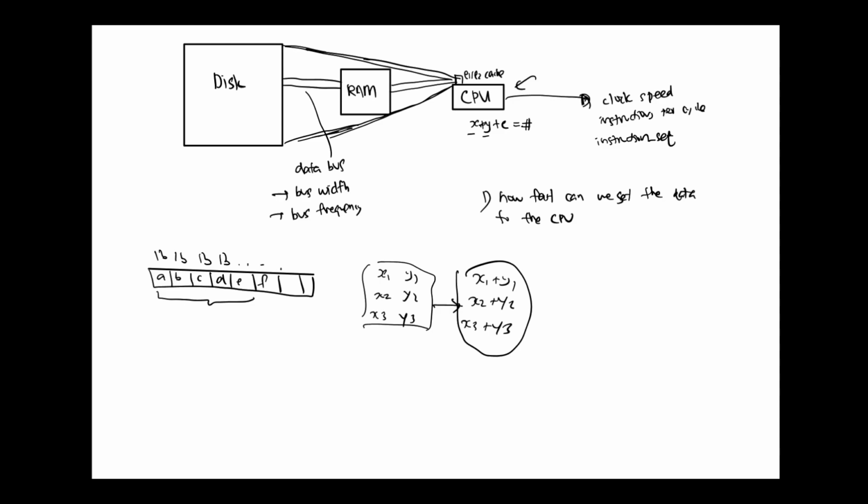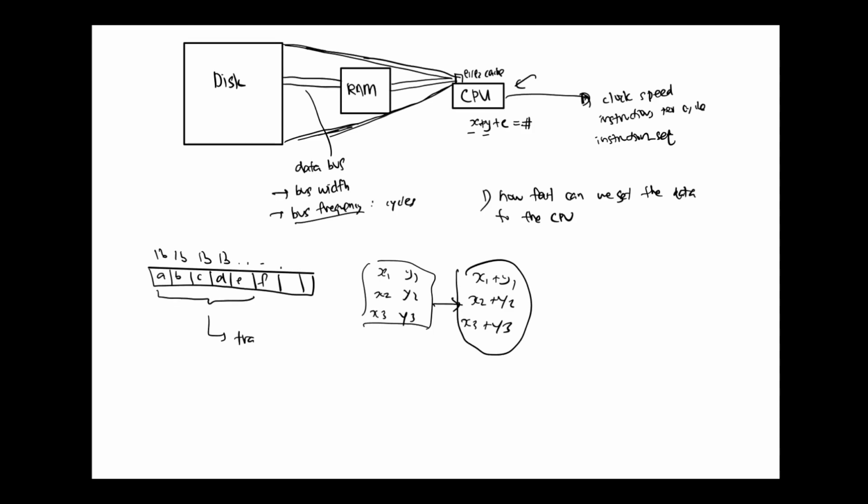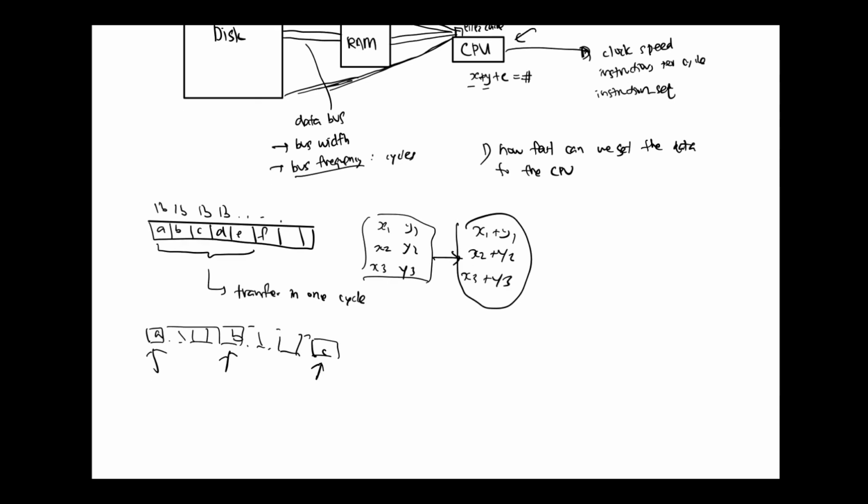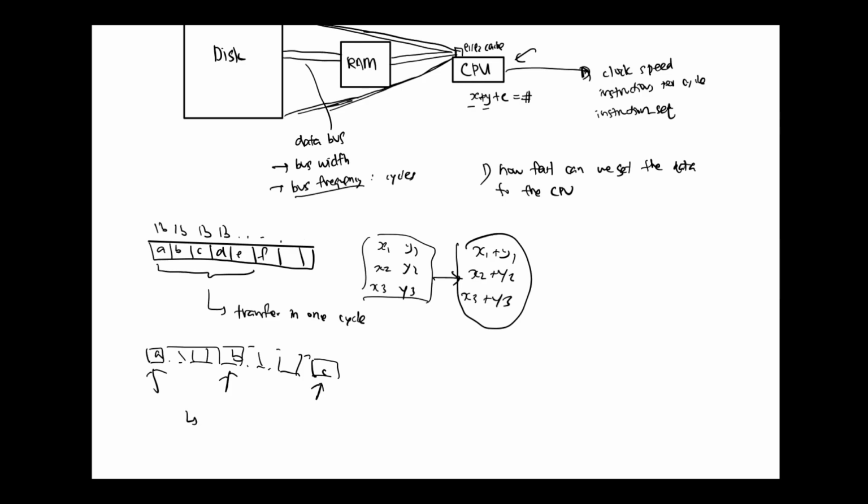So the bus frequency determines the number of cycles of data transfer. And if they are all together physically on the memory, then we can transfer them in one cycle. On the other hand, if they are scattered about somewhere in memory, so for example, here, these are just random blocks, and we want to access these 3 different data points inside the memory, then we require 3 different transfers.